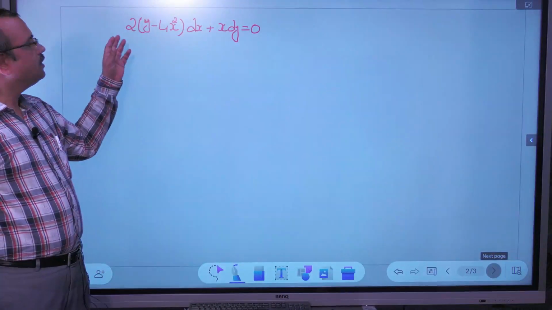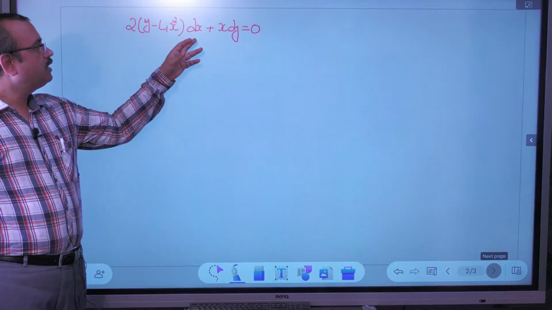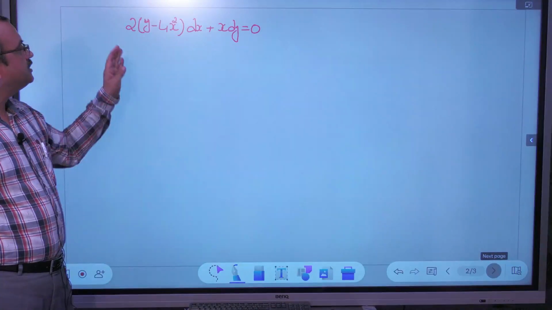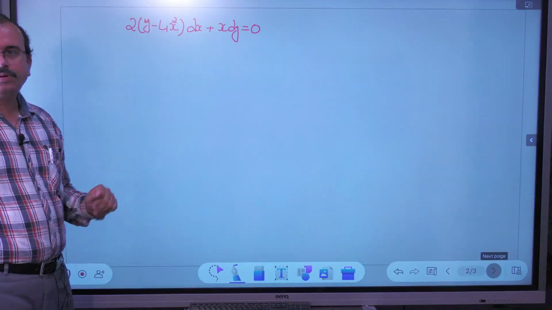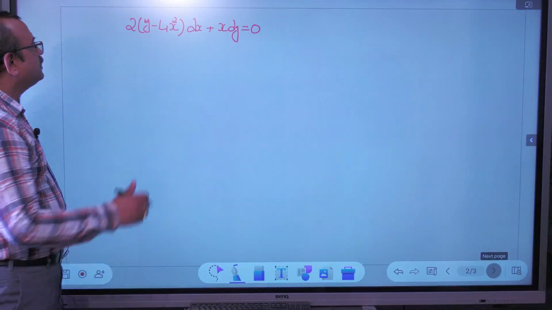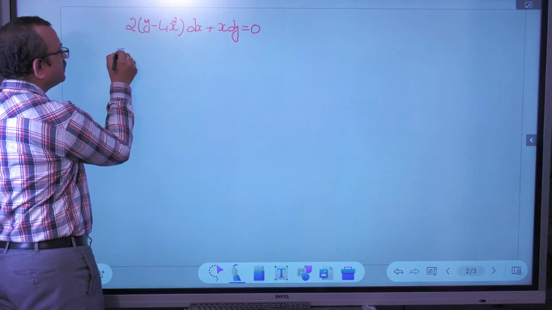So now I have taken a problem like this: 2(y − 4x²) dx + x dy = 0. Now first of all we will check whether we can convert this problem into the standard form of linear or not. So for that let us see the solution for this.